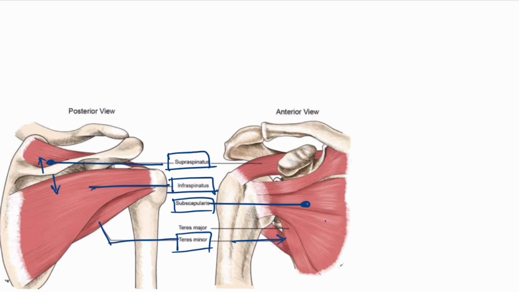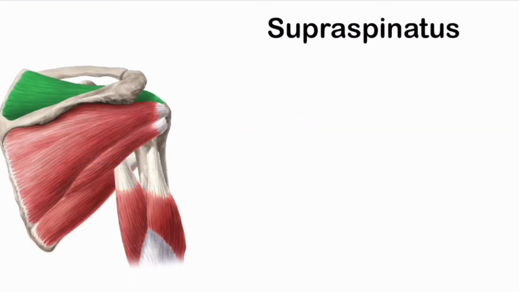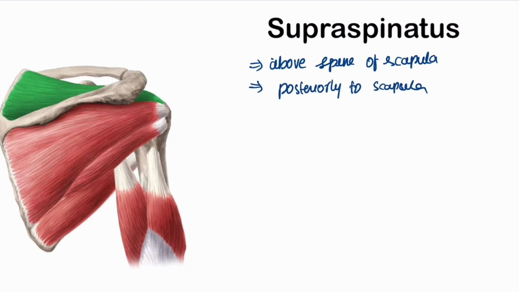Now let us look at them separately. Now let us see the supraspinatus muscle. This is the supraspinatus muscle here, which is above the spine of the scapula. This is located posteriorly to the scapula. This supraspinatus stabilizes the head of the humerus in the glenoid cavity.